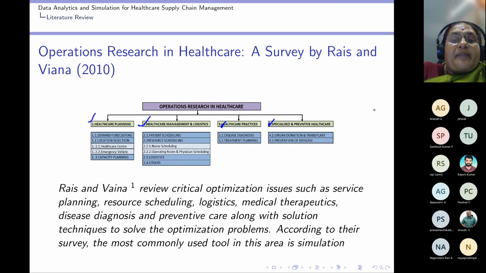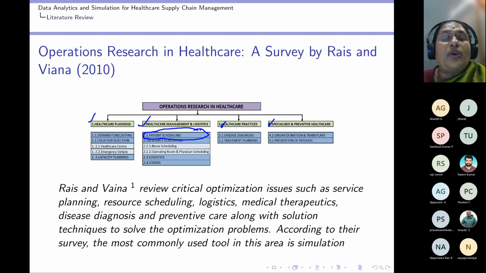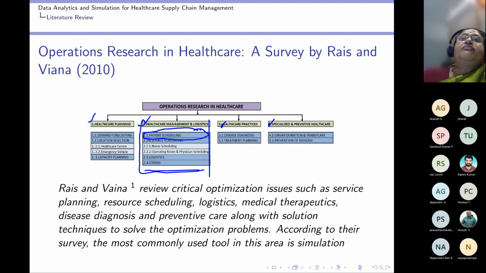Within this healthcare management and logistics, you can see that this is what we are going to focus on, what we are going to call patient scheduling. So typically in this bracket, you find a lot of models that are OR or operations research models. In this paper, they actually reviewed critical optimization issues. And by optimization issues, we refer to service planning, resource scheduling, logistics, disease diagnostics, preventive care, everything.